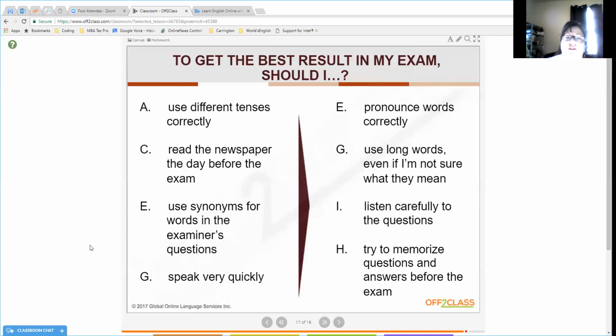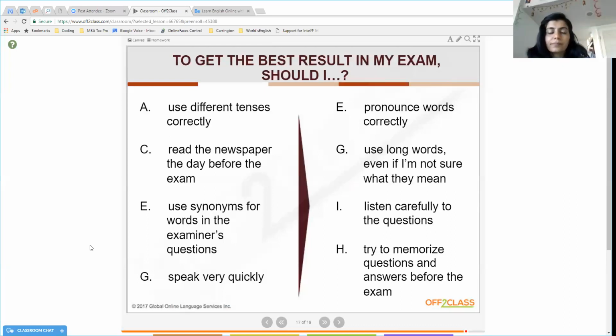All right, so to get the best results in the exam, should I use synonyms for words in the examiner's questions? What do you think? Yes, definitely. If you know a synonym, another word you can use when you repeat back the question, you should do that. It demonstrates your language ability.